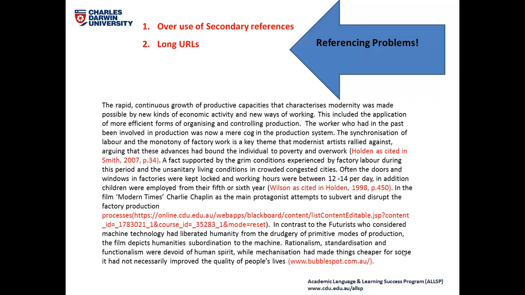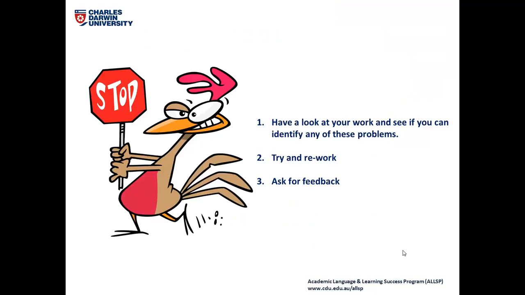Okay? The second one is really long URLs. Okay? Remember that we're looking for the author. If you're posting URLs in your in-text citation, you may not be following the guidelines correctly. Okay? So make sure you go back to the APA guide to avoid these problems and avoid unnecessary marks being deducted in your essay. Again, make sure you stop and review these when you come to the drafting and redrafting stage of your essay.